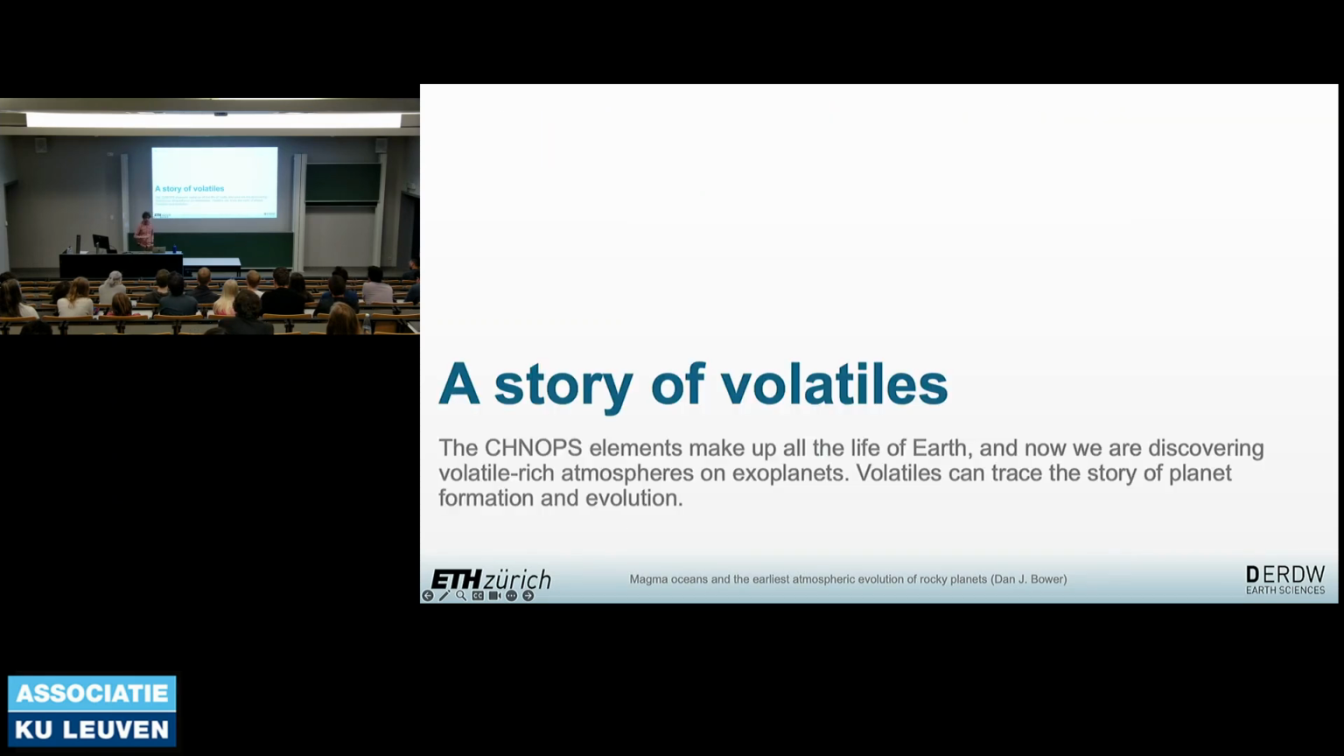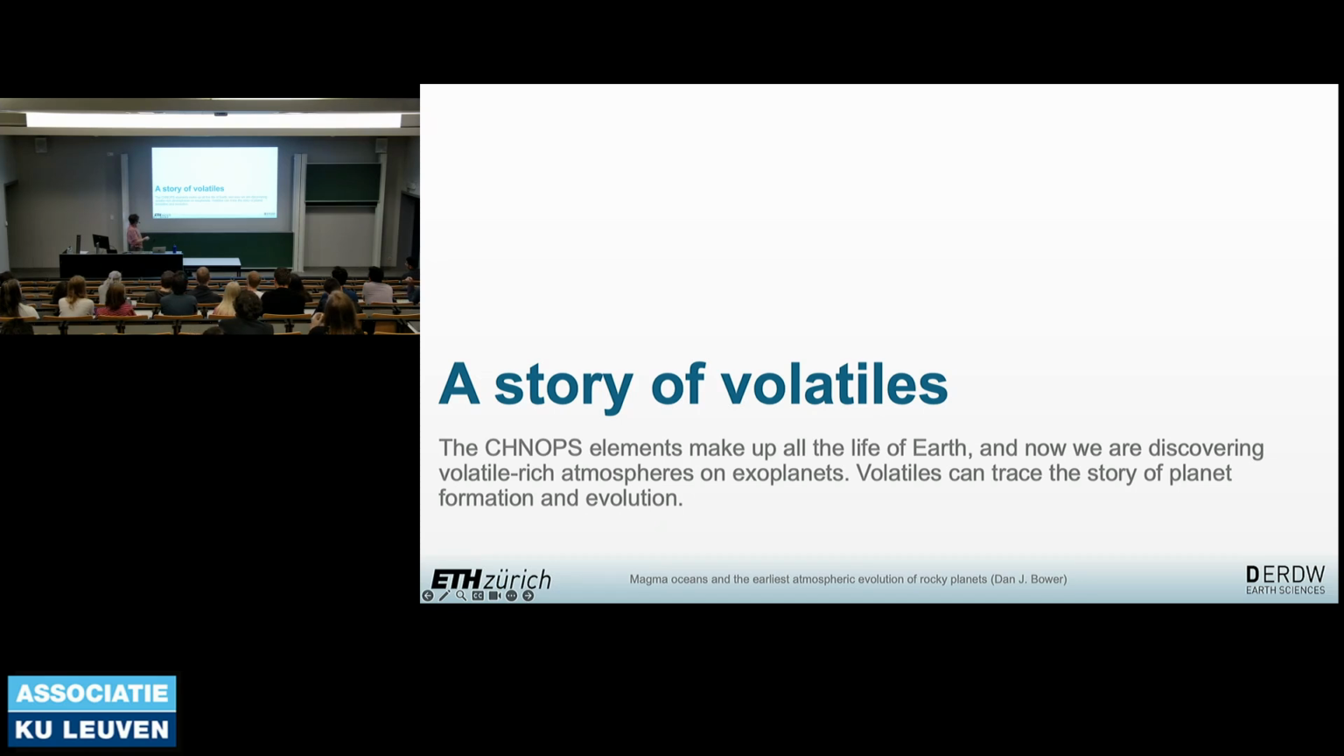Okay, so all of those introductory slides were really to demonstrate to you that today I'm going to tell you a story about volatiles, okay? Volatiles meaning species such as CO2, CO, CH4, etc. Okay, importantly, so these are the element names, so these so-called CHNOPS elements make up all the life on Earth, okay? So this is 95% plus of life is made of these elements.